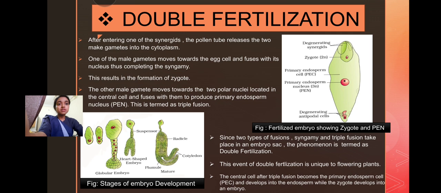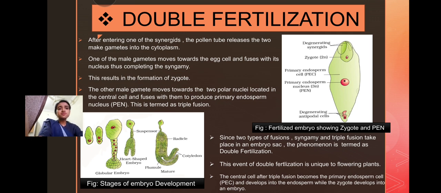Then comes double fertilization. It is the second stage. After entering one of the synergids, the pollen tube releases the two male gametes into the cytoplasm. One of the male gametes moves towards the egg cell and fuses with its nucleus, thus completing the syngamy. This results in the formation of the zygote. The other male gamete moves towards the two polar nuclei located in the central cell and fuses with them to produce the primary endosperm nucleus, that is PEN.